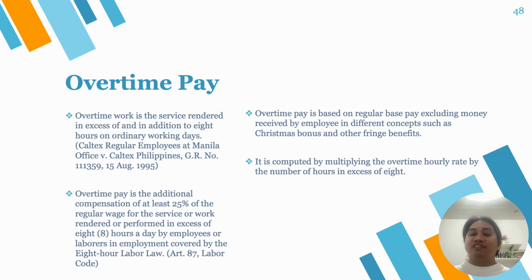Overtime pay is based on the regular base pay, excluding any money received by the employee in different concepts. So you exclude things like your Christmas bonuses and your other fringe benefits. It's literally just the basic salary. And it is computed by multiplying the hourly rate by the number of hours in excess of 8, and then by 1.25.